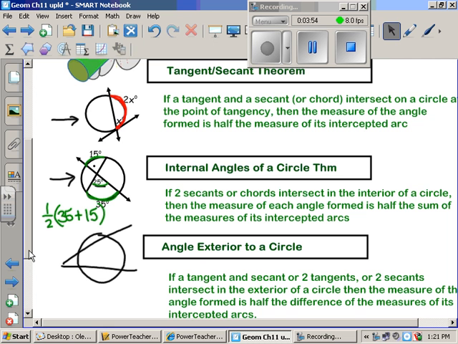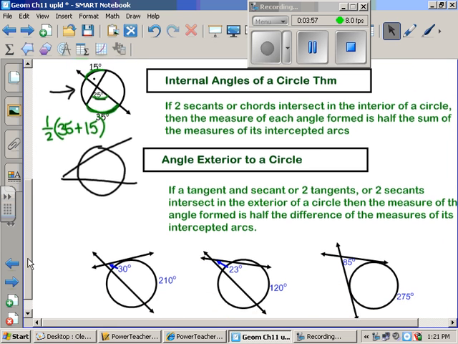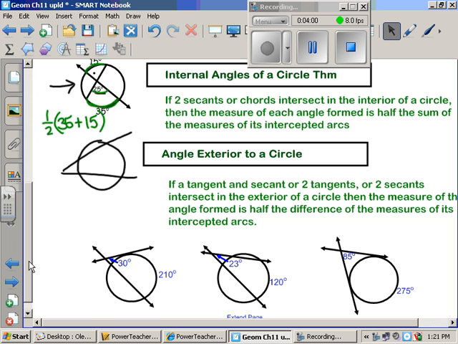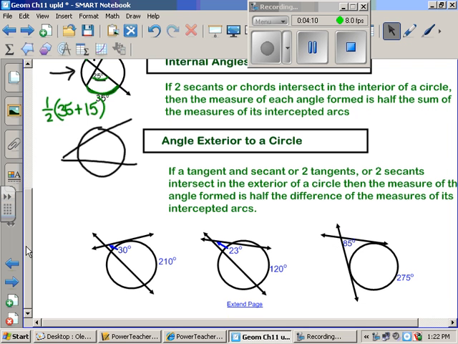All right. And then finally, if the angle is outside the circle, we have either a tangent and a secant, or two tangents or two secants that intersect. And so here are three examples. Here we have a tangent and a secant, here we have two secants, and here we have two tangents. And this angle that's formed here, the one that the arrow is pointing to for all of these, is the difference of the measure of the two intercepted arcs.